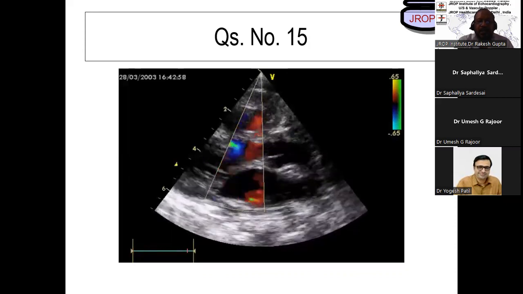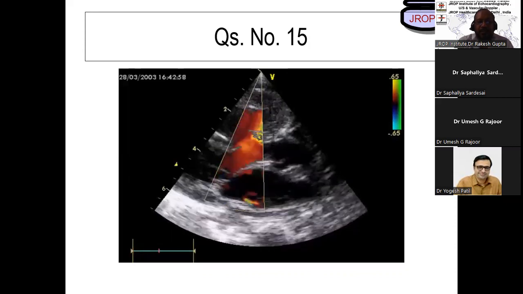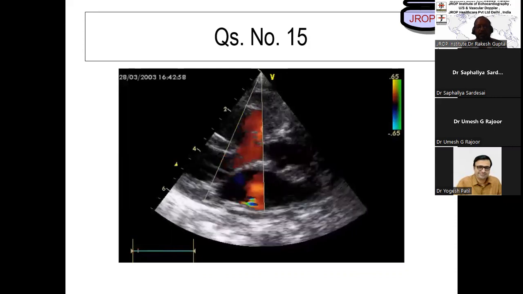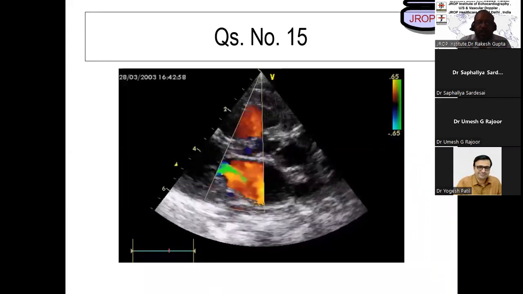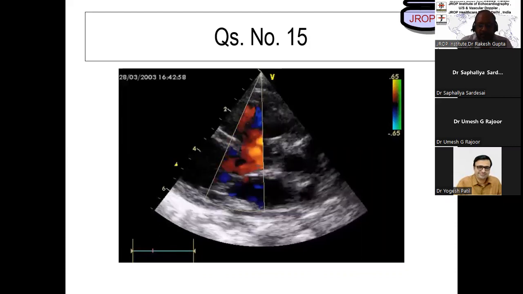Why is the aorta overriding? Where will the aorta override? This is not the place to write "override the aorta." This is a VSD in the parasternal long axis view. What kind of VSD is this in the parasternal long axis view?